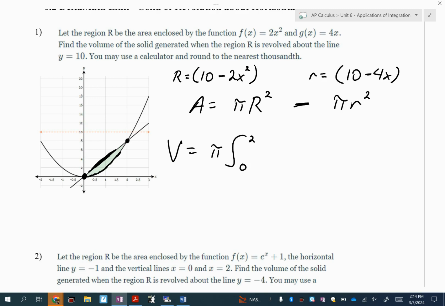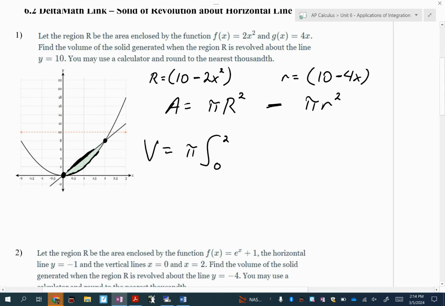I'm just going to put in that area formula. Obviously, don't write pi anymore because you've already put pi into the front of the integral. Okay? So I'm going to do 10 minus 2x squared. Now make sure, what should I do with that radius? Square it. And then minus 10 minus 4x. Again, that's another radius. What should I do with that? Square that. And then don't forget the notation. What should go at the end? dx. Thank you, Julia. Okay, this is it.